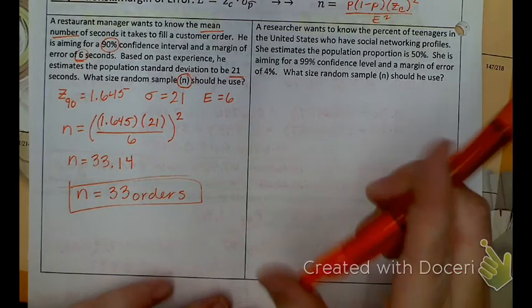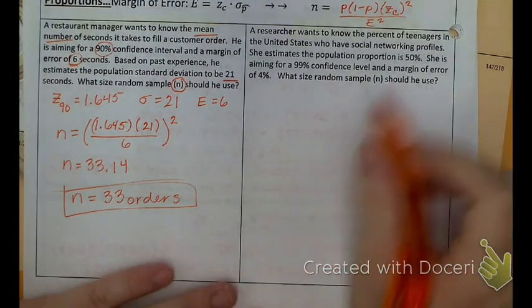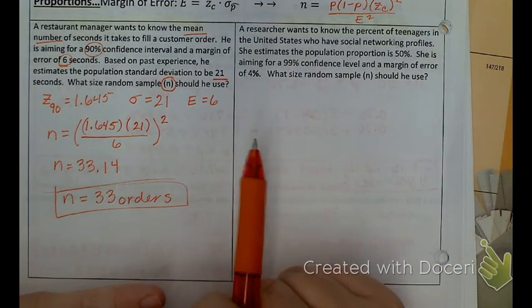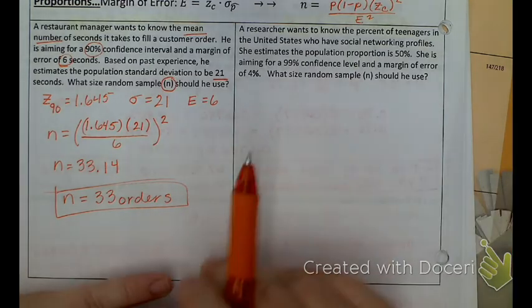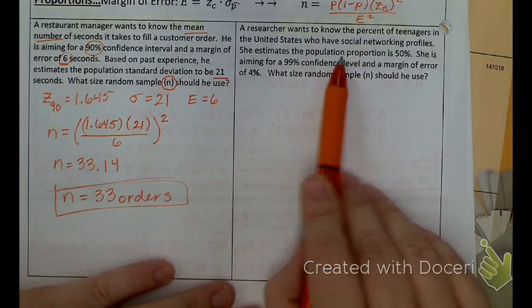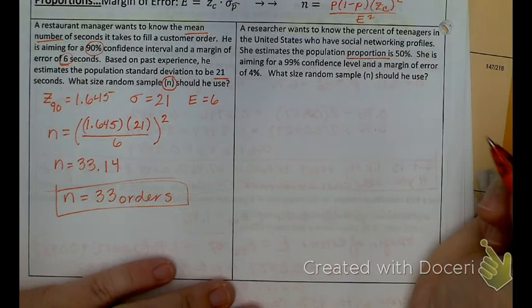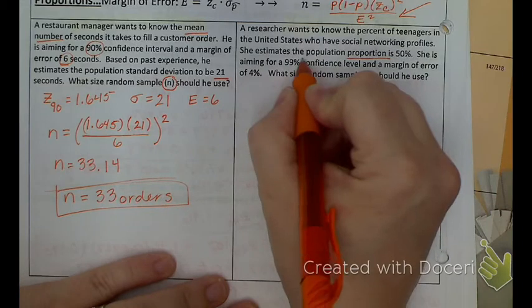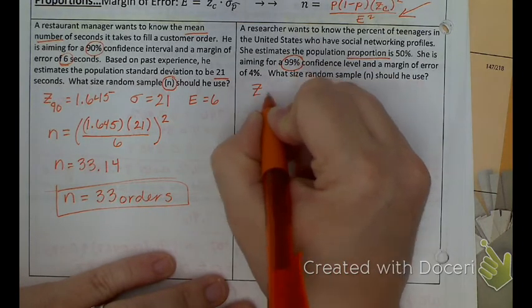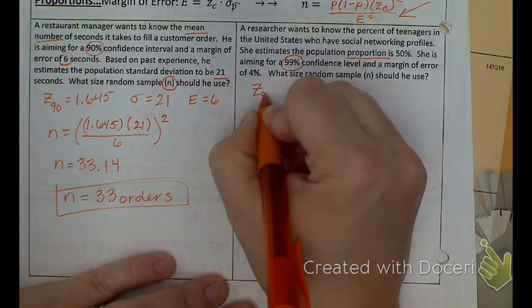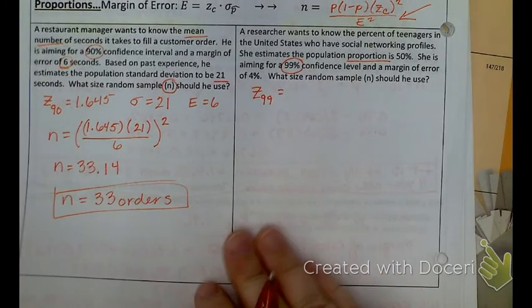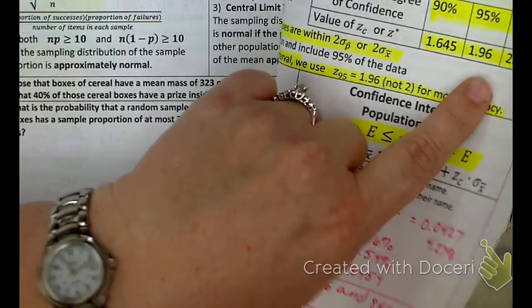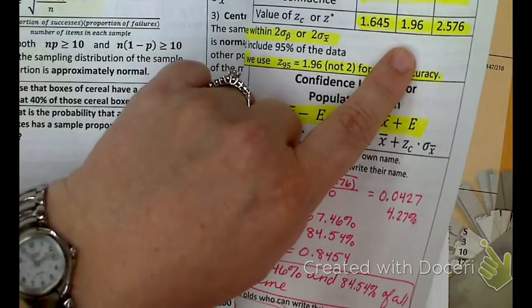Okay, so we need to talk about random sample size here. A researcher wants to know the percent of teenagers in the United States who have social networking profiles. It's probably 100%. No, I'm just kidding. She estimates that the population proportion is 50%. So we're going to be using this formula this time. She is aiming for a 99% confidence level, so I need Z sub 99, and a margin of error of 4%. So Z sub 99 from the previous page is 2.576. You can see it up there.